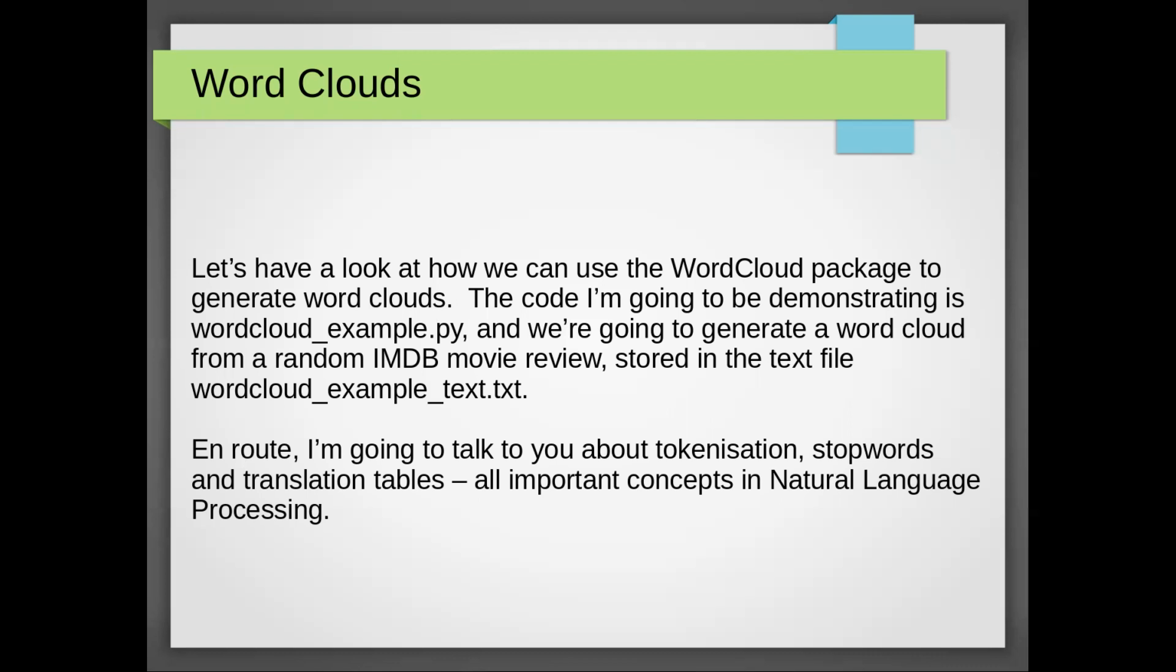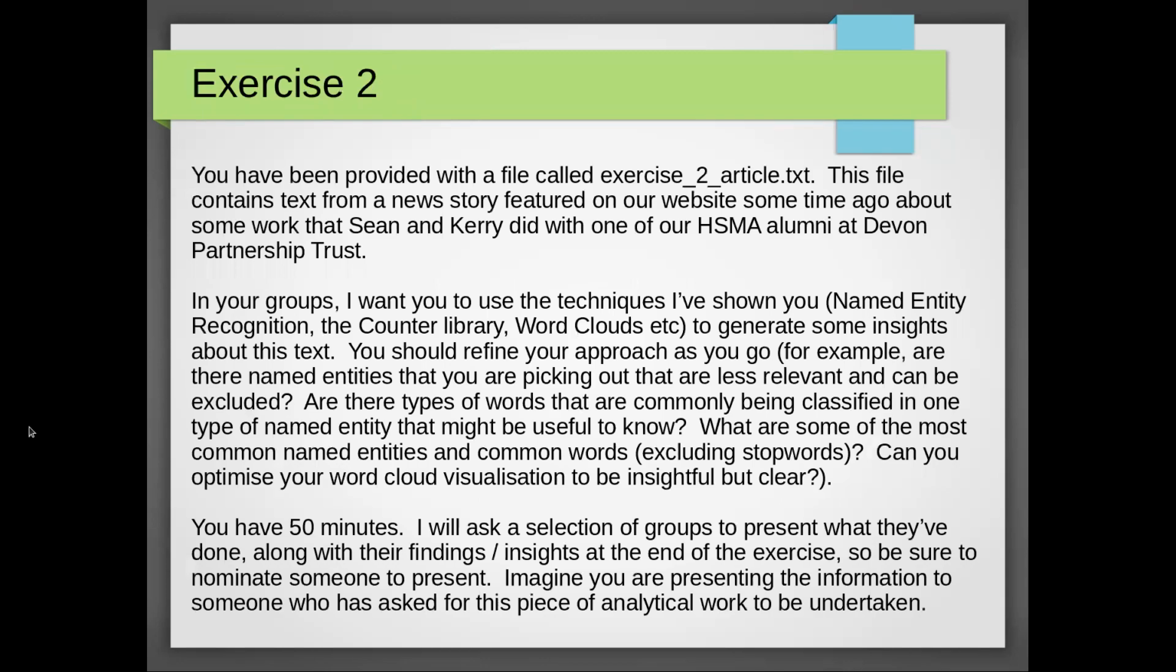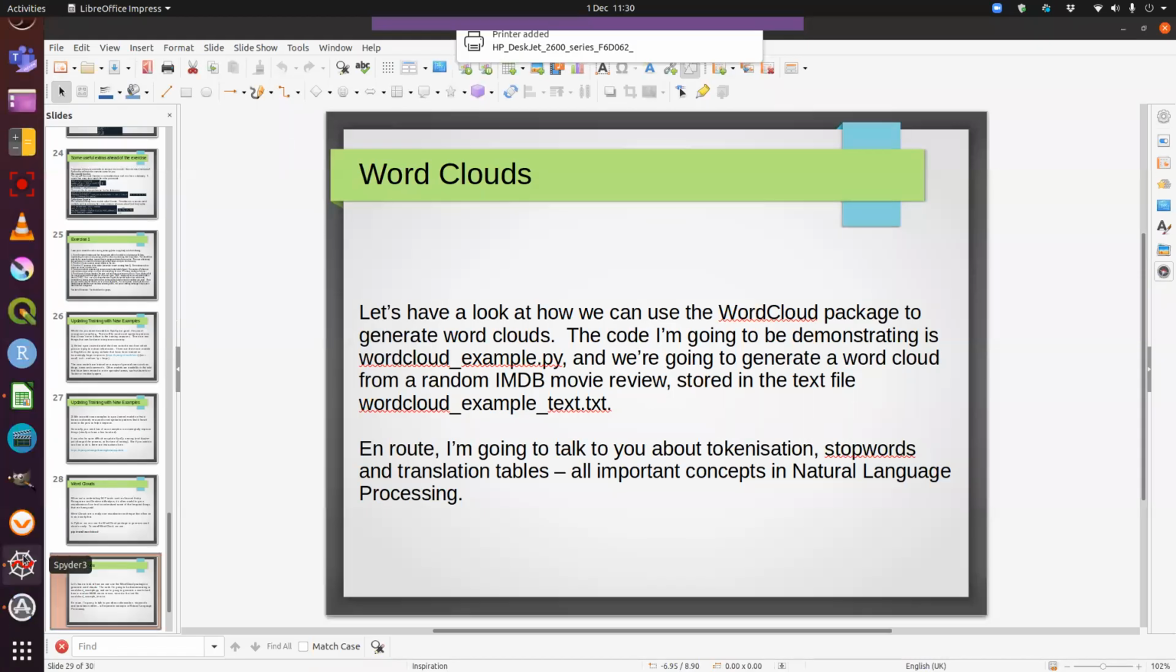And what we're going to do is generate a word cloud taken from a random movie review on the Internet Movie Database, and that is going to be stored. I'll show you that review in this word cloud example text .text file, which I've also given to you. And by doing this, I'm also going to introduce you to a few other important concepts in natural language processing, things like tokenization, stop words, and translation tables. So let's flip over to Spyder.